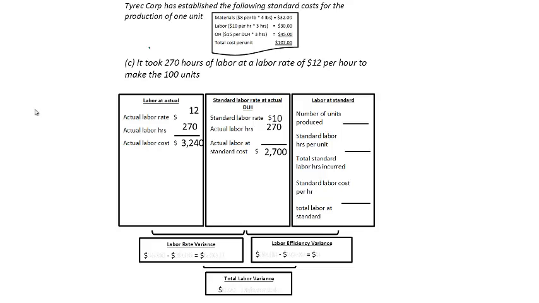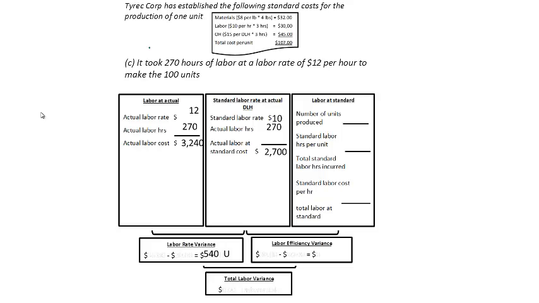We compare that to the actual labor that we predicted that we would have incurred at the standard labor rate of $2,700, and the difference between the two is $540. Since our labor at actual is higher than we anticipated at the standard rate, we have a $540 unfavorable variance.